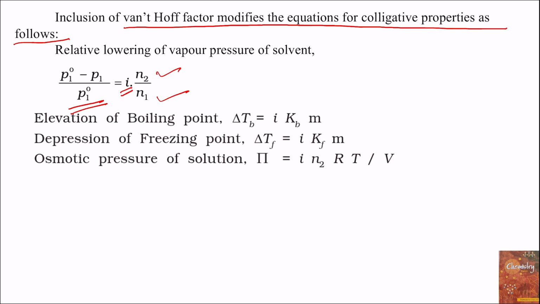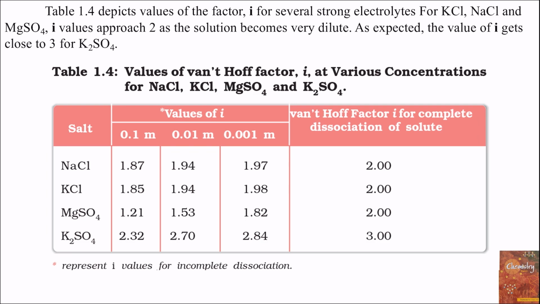Then elevation of boiling point is equal to Kb into molality. Kb is molar elevation constant, but the formula gets modified and Kb into m is further multiplied by van't Hoff factor. So all these equations for colligative properties are modified as van't Hoff factor is multiplied on the right hand side of the equation. Now in this table, value of i for several strong electrolytes is given.